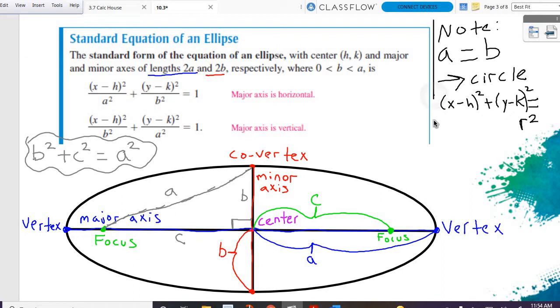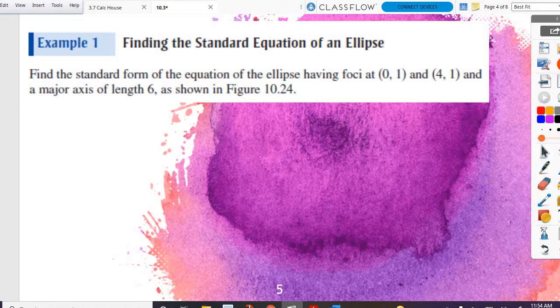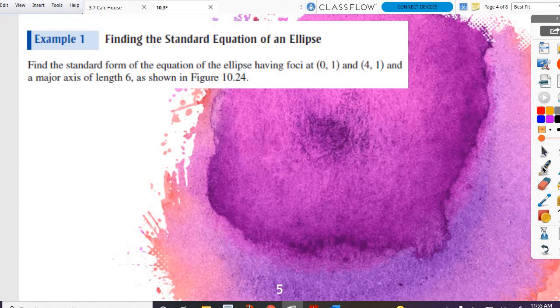Alright, so let's look at some examples. This one says, find the standard form of the equation of the ellipse having foci at 0, 4, and 4, 1, and a major axis of length 6. So what did we say that it's generally going to be helpful to do? Draw a picture. Okay. And it gives us 2 points for our foci. Where are those located? 0, 1, 4, 1. Okay, so where is 0, 1 going to be? In the center, 1 up.